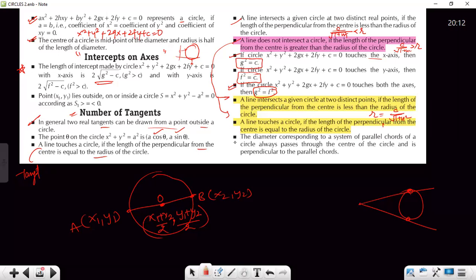Next point I have already explained. The last point is the diameter corresponding to a system of parallel chords.